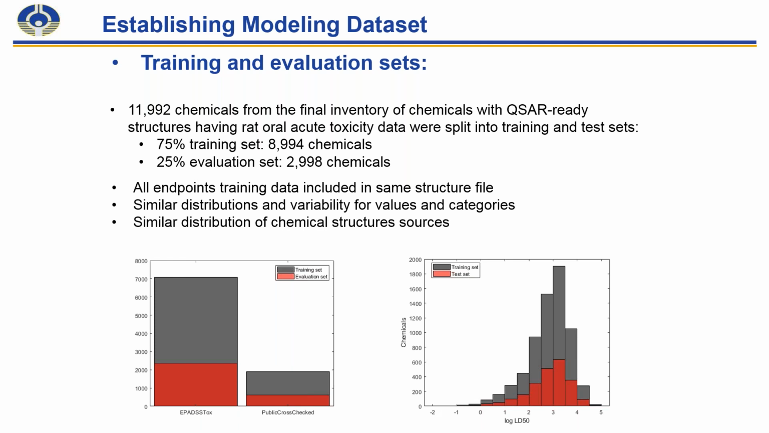Also making sure that we had similar distribution of sources across the chemical structures to make sure that if there were any sort of errors that may have come from different databases, that they would be equally represented. Anything that we couldn't control for would be equally represented across both the training set and the evaluation set.